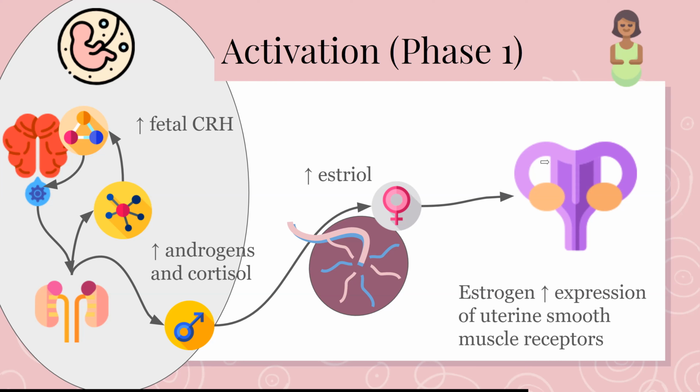Oxytocin is a hormone that's like the love hormone, but it also stimulates smooth muscle contraction. So when people are breastfeeding and lactating, oxytocin is what is responsible for the letdown sensation. Oxytocin is also responsible for uterine contractions.